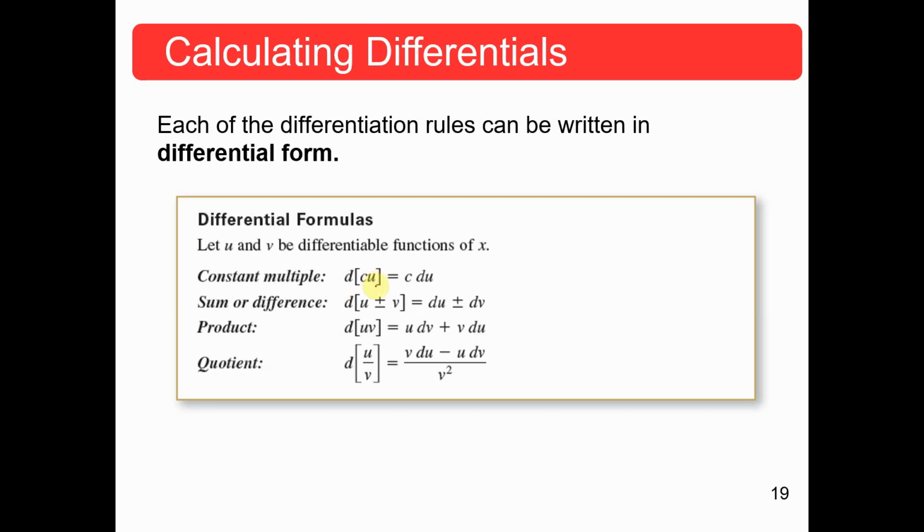So du is the derivative of the function. It's the differential u. So we know we can take the derivative. We can pull the constant out. If we take the differential of a sum, it's just the sum or difference of the individual differentials. Product, same deal. Quotient, same: low d high minus high d low over low low. So my question is, what's the difference?